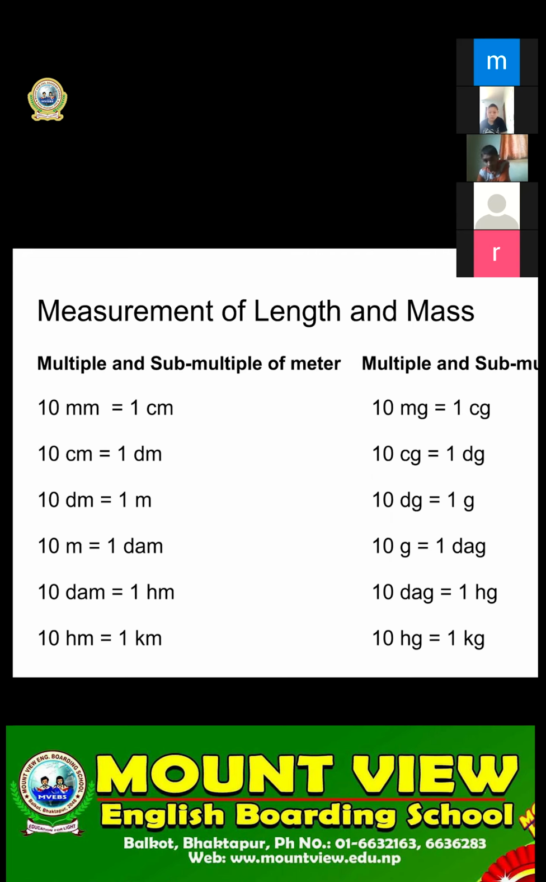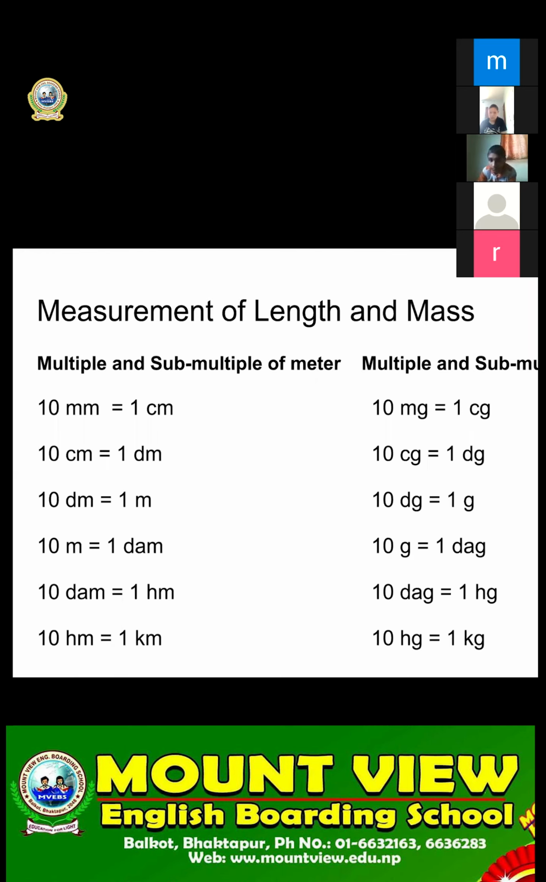So you can observe the relation between them. If you have to know how many millimeters are there in 1 centimeter, you can see there. So 1 centimeter is equal to 10 millimeter. That means 10 millimeter is equal to 1 centimeter. So you can take a screenshot of this slide.